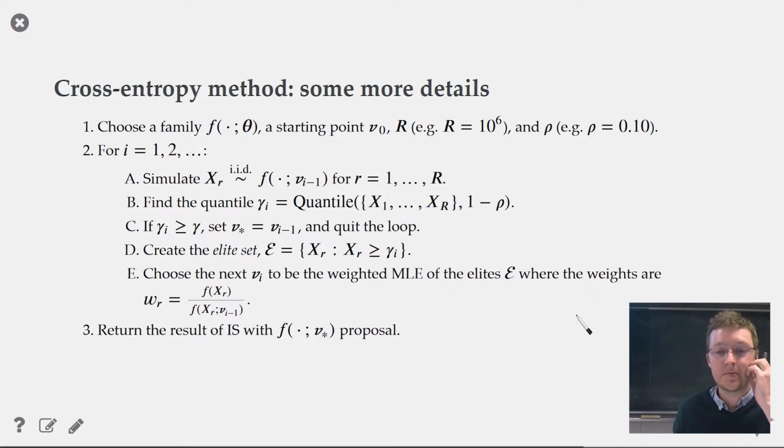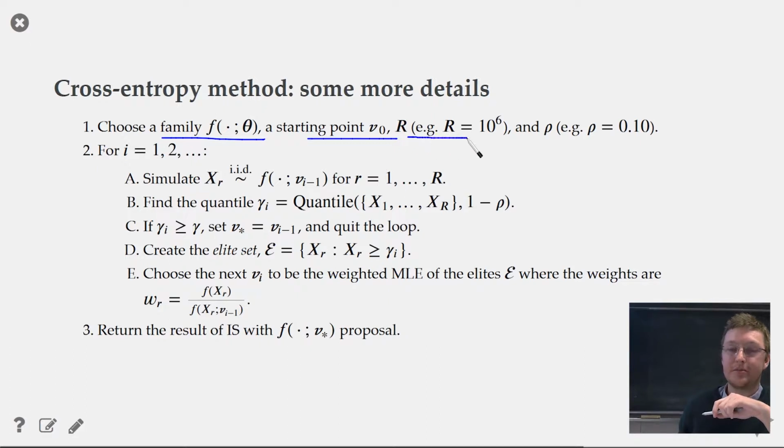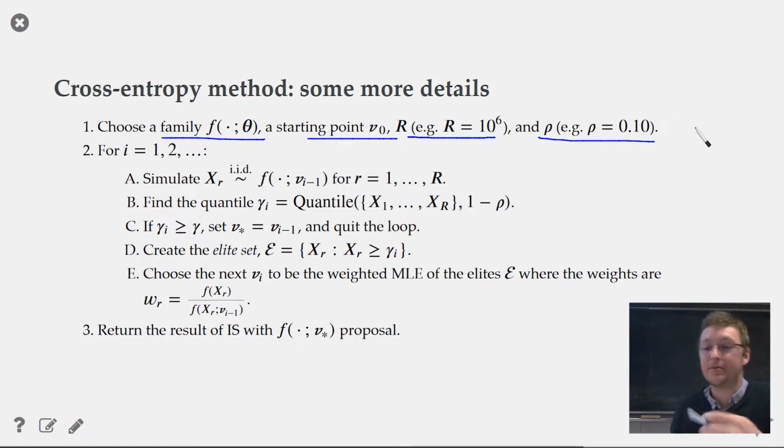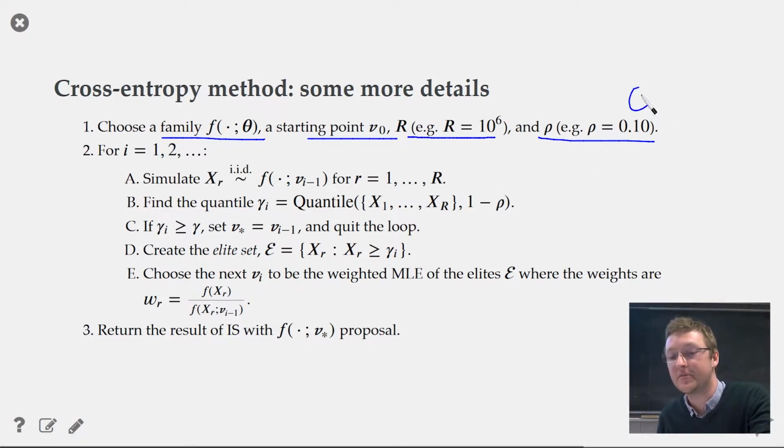So, some more details. When you pick your family of distributions, you pick your starting point. You also need to pick some number R, the number of Monte Carlo replications that you're going to use, and rho. This is a bit of a strange parameter that I'll explain in a moment. It is a fraction between 0 and 1.